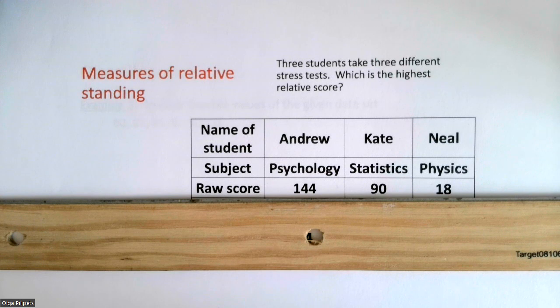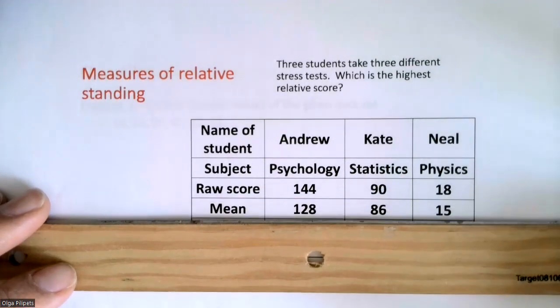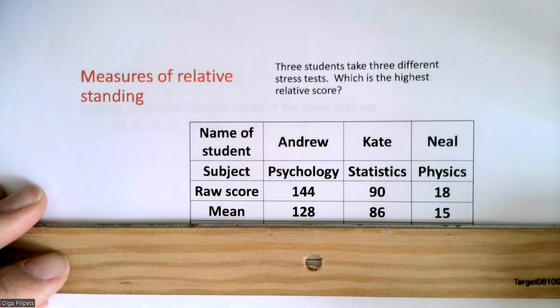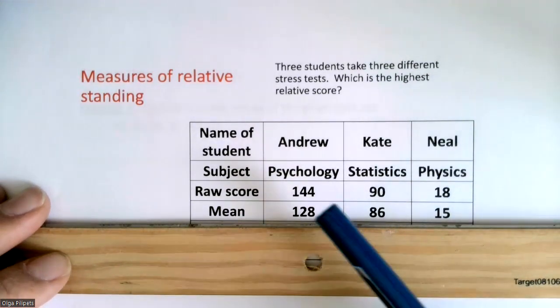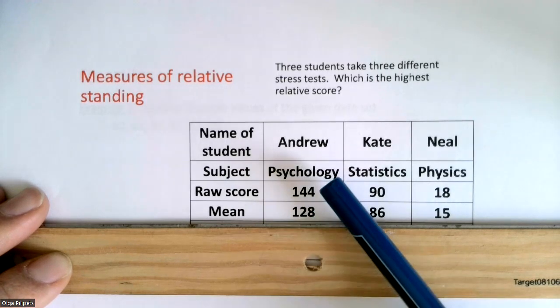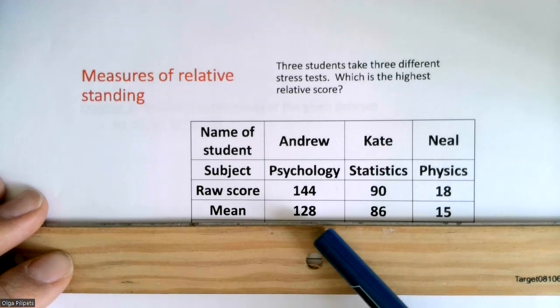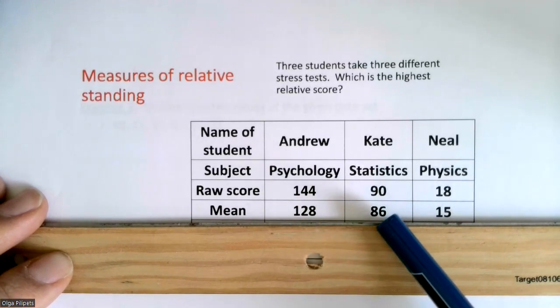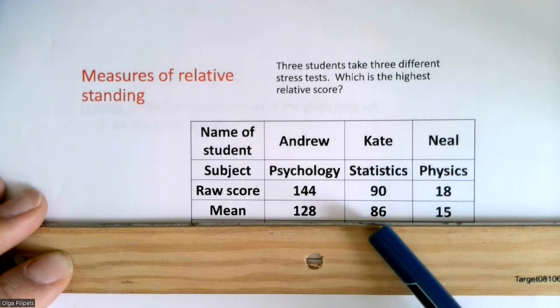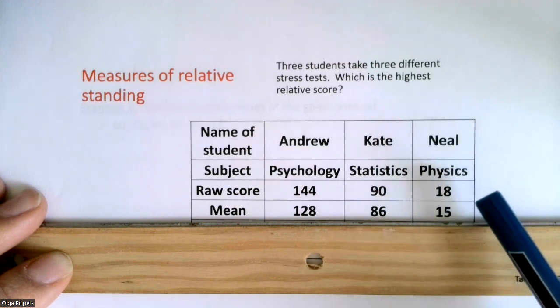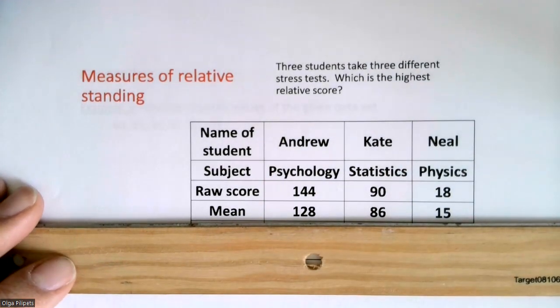Also, as statistics students, we could ask, what was the average for this test? At least you would know if these people did below or above the average. So here are our averages, the means. The average for the psychology test was 128, so Andrew did better than the average. The mean for the statistics test was 86, so Kate did better than the average as well. And the average for the physics exam was 15, so Neil also did better than the average.